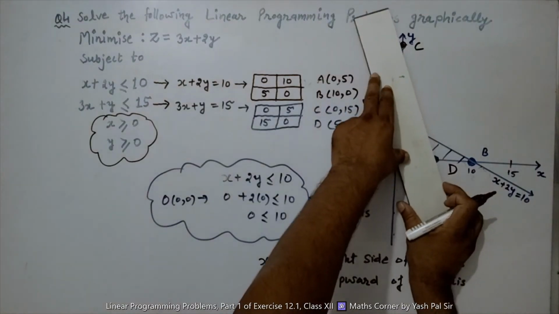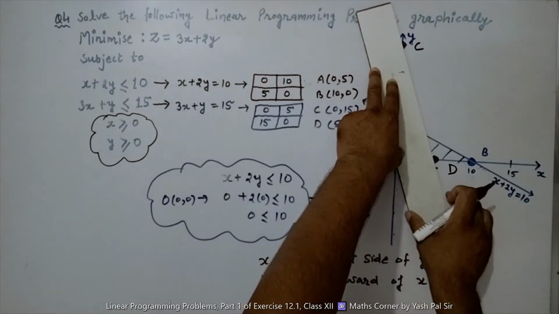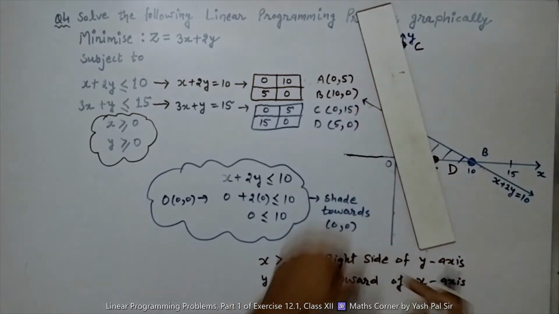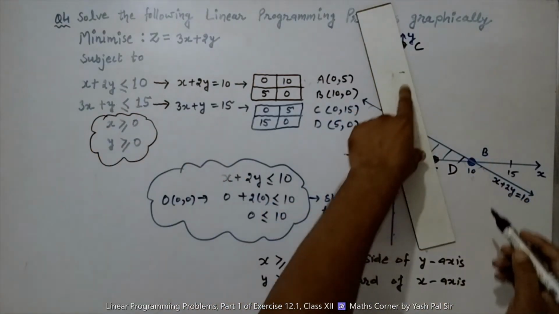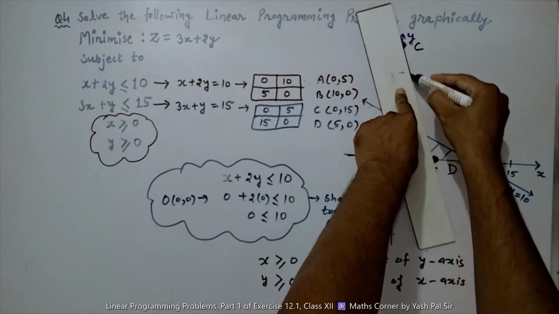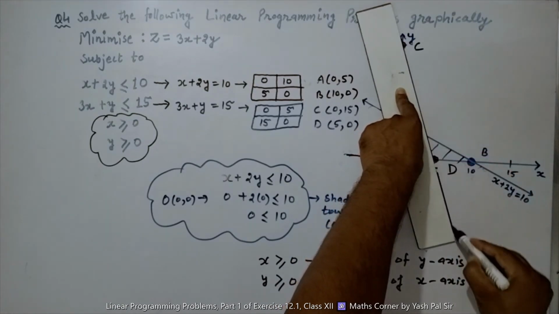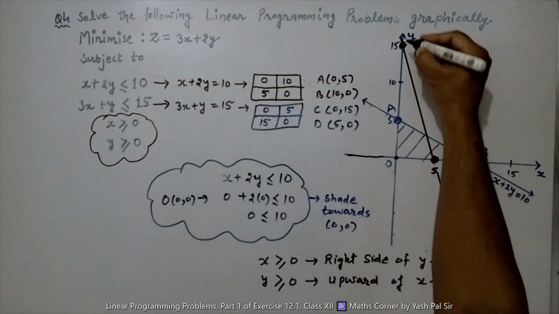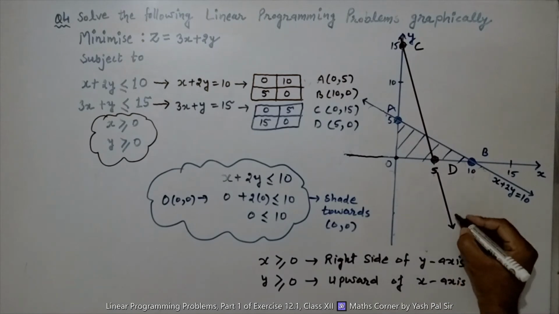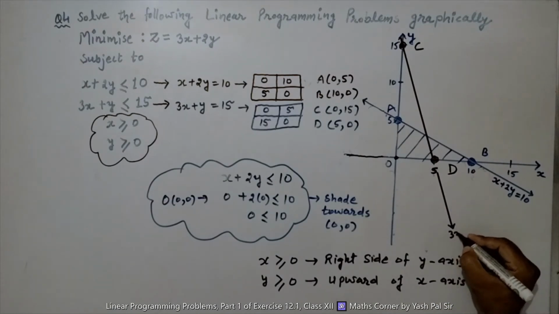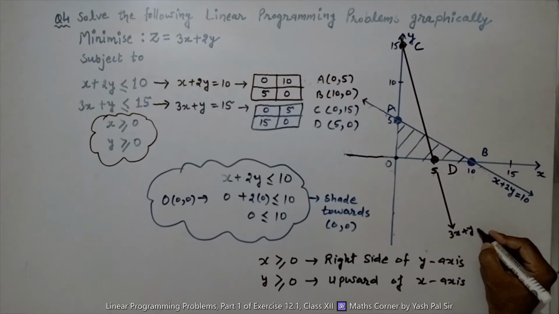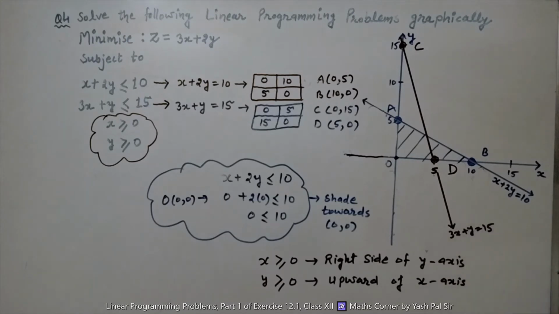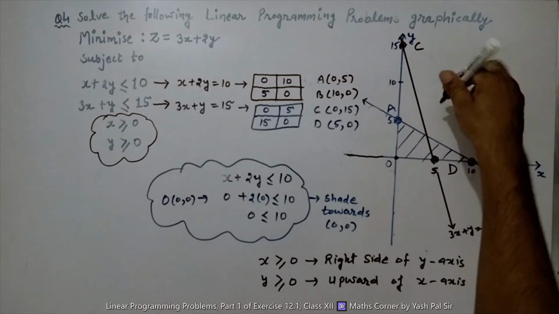Now we join these 2 points C and D. This way we are going to join. Again, because of this equal to sign, we join these 2 points with a dark line. Again, we have to put arrow marks on both sides of the line, and the name of this line is 3x plus y equal to 15. Right?